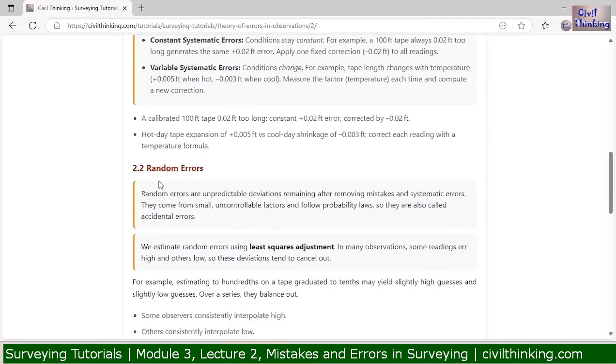Then we have random errors, also called accidental errors. There is no fixed method or mathematical model to correct them, and we correct them using probability and statistics.